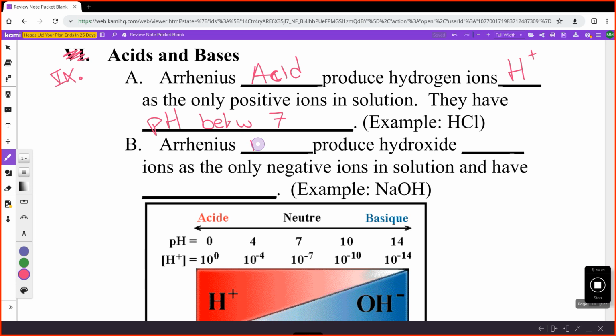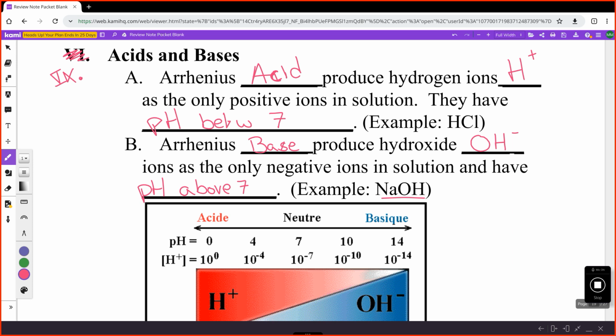Arrhenius bases produce a negative ion. They produce hydroxide. Hydroxide is an OH-. If something produces OH-, it's called a base. It's the only negative ion in that solution. And they are going to have a pH above 7. Okay, NaOH is an example of that.